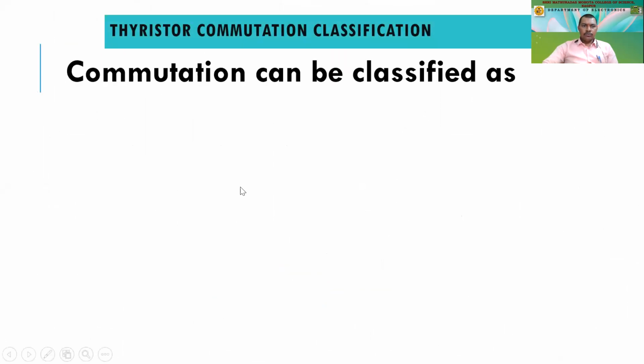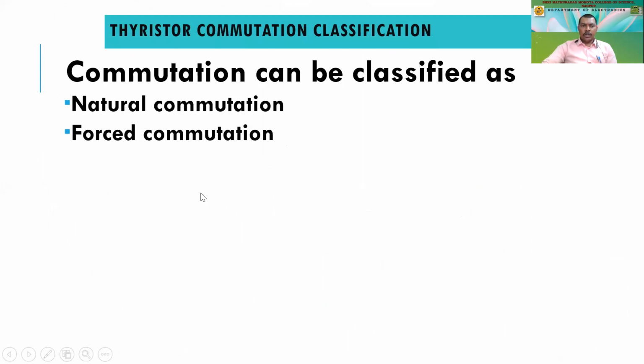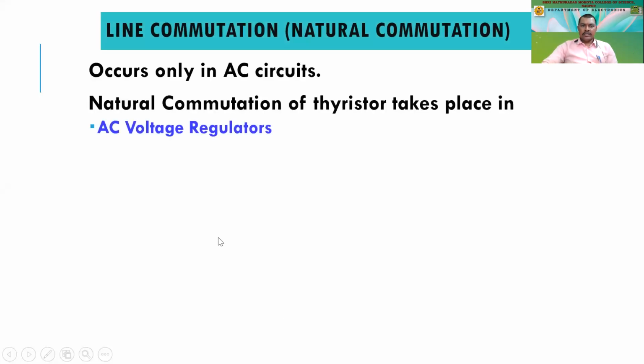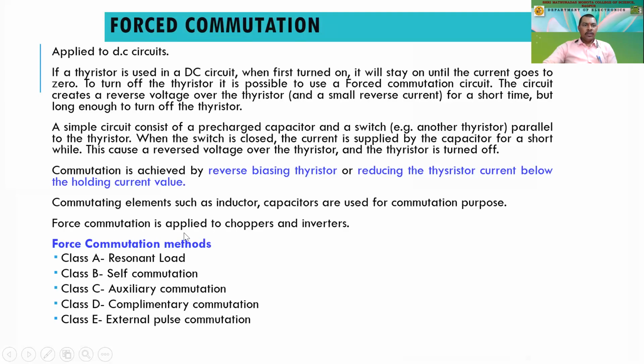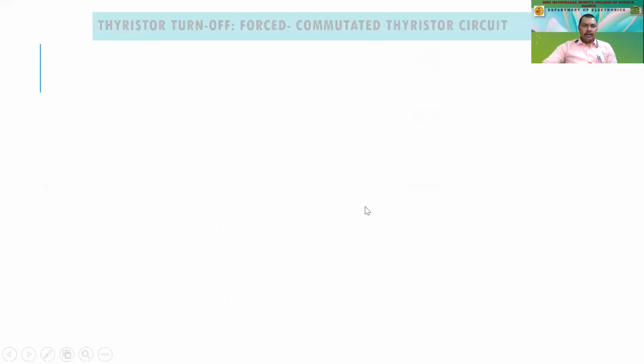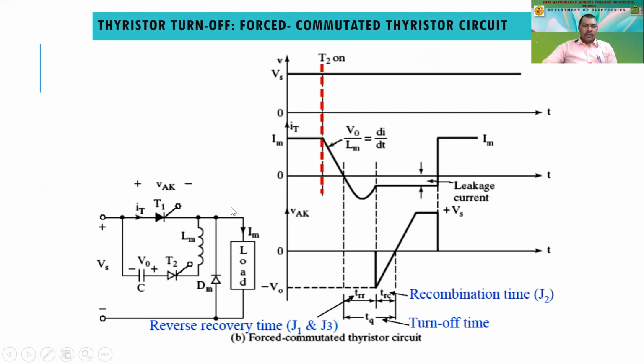So commutation can be classified into two parts: natural commutation and forced commutation. Natural commutation is something which is naturally there, right? This occurs only in AC circuits. Natural commutation of thyristors takes place in AC voltage regulators, phase control rectifiers, and cycloconverters. These are some of the devices, and for some more we require forced commutation. So we are going to see those circuits also.